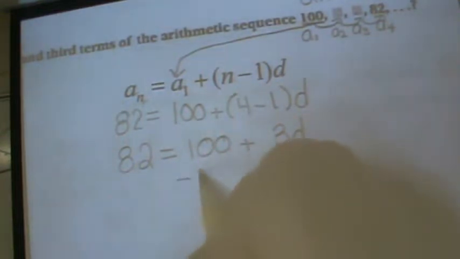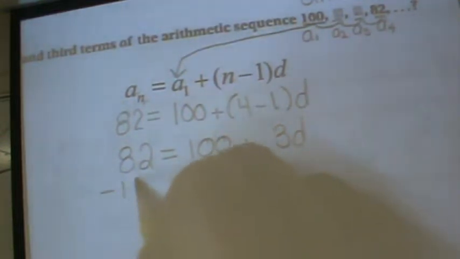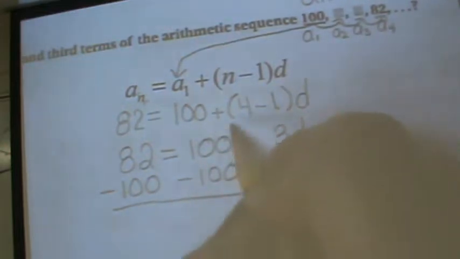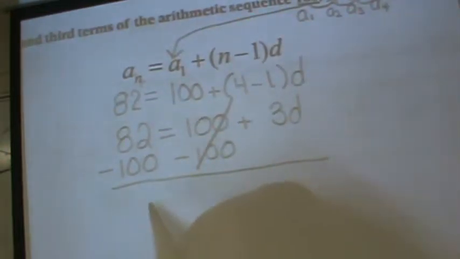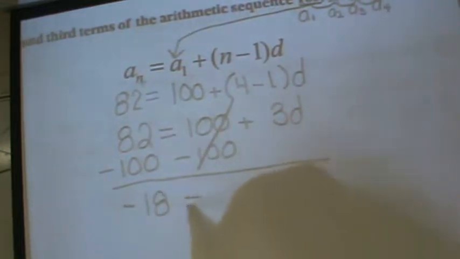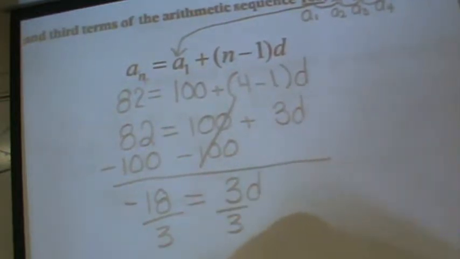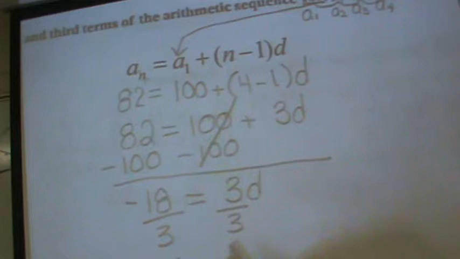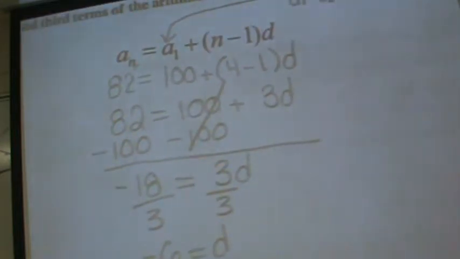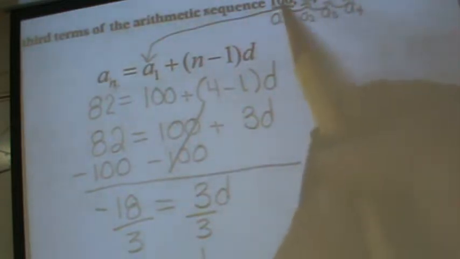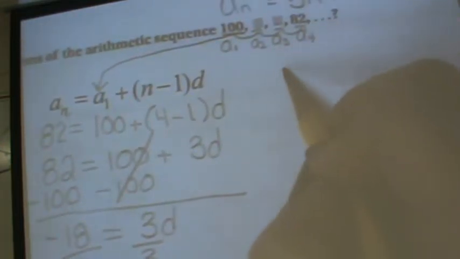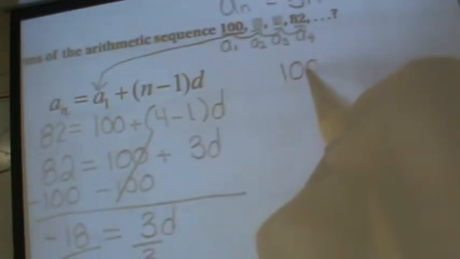Subtract 100. I'm going to show you another way. You might like it better. I showed the first hour and they liked it better. What's 82 minus 100? Negative 18. And then what? 3D divided by 3, negative 6. Okay, what does that tell you? That negative 6 is the difference. It's the pattern.